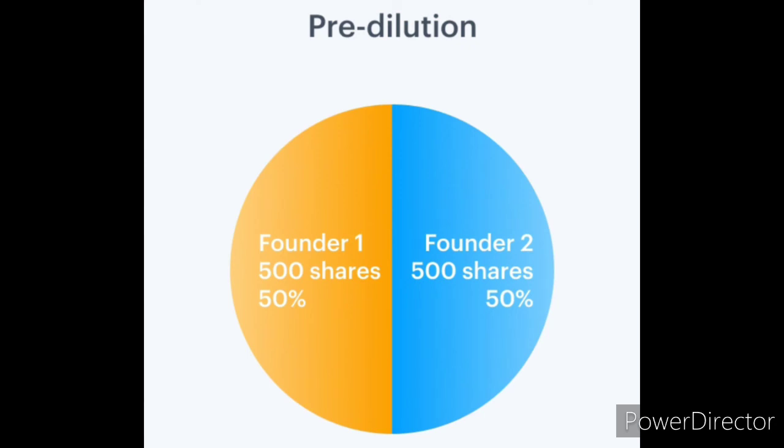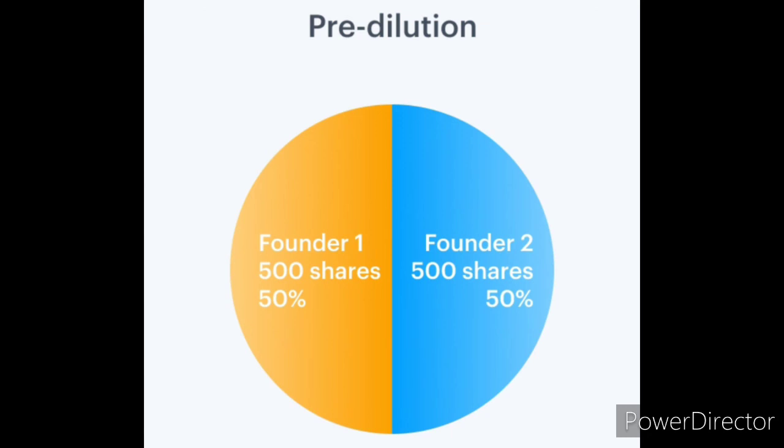Okay, now I want to get into some slides here just to give you a little better idea of what I'm saying. This first slide shows what a company might look like if they have two founders, and they have 1,000 shares that they have issued out. One founder has half the shares and the other has the other half. So they both have 50% of the shares. Founder number one has 500 shares and founder number two has 500 shares.